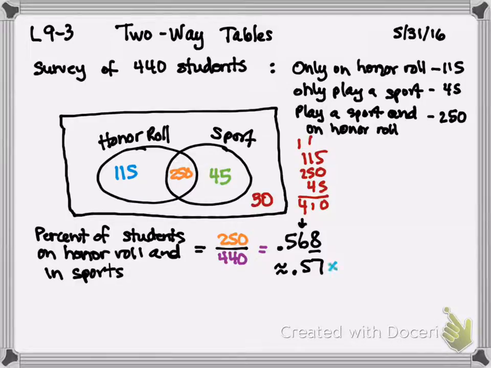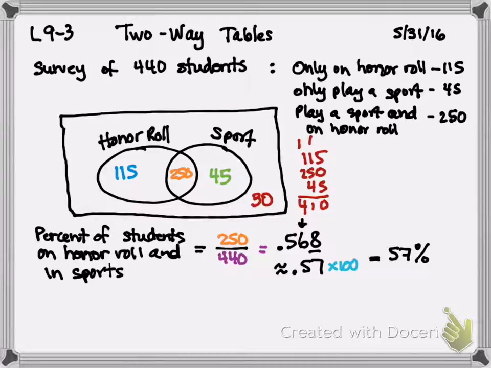Yeah, she multiplied by 100. So the answer to this question would be about 57% of these students that were surveyed are both on honor roll and do a sport. So over half of the kids.